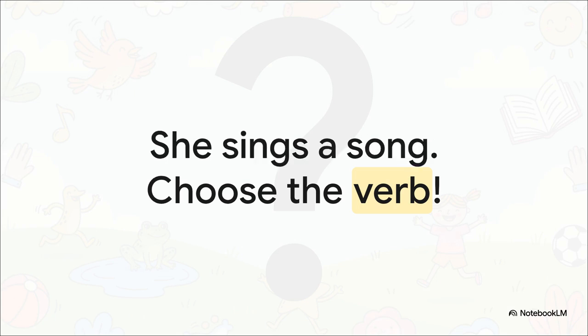Next up, let's keep the momentum going. She sings a song. Where's the action here? Is it A, song, B, sings, or C, she? Remember your quick trick. Yep, it's B again. Sings. Sings is our winner because that's the action she's actively doing.